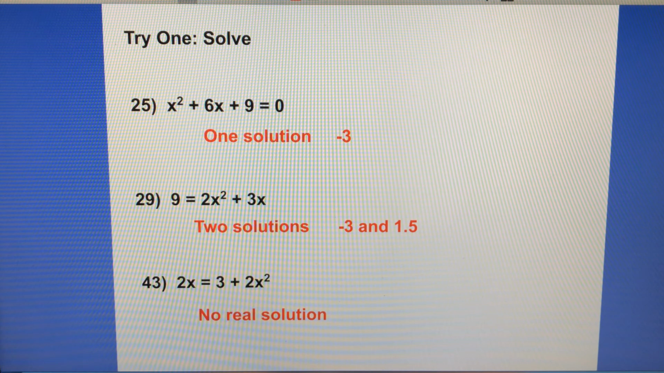There are my solutions. And congratulations, you finally know the quadratic formula. Enjoy. Use that graphing calculator. Do as much as you can with it.